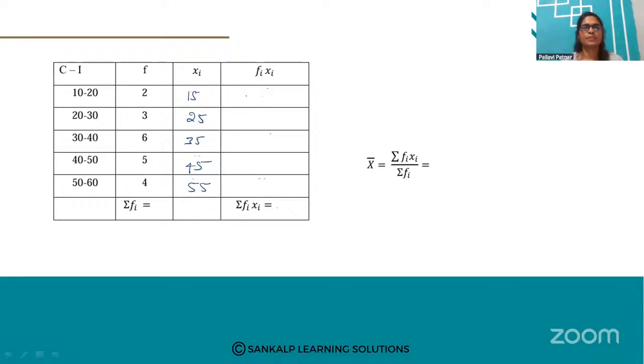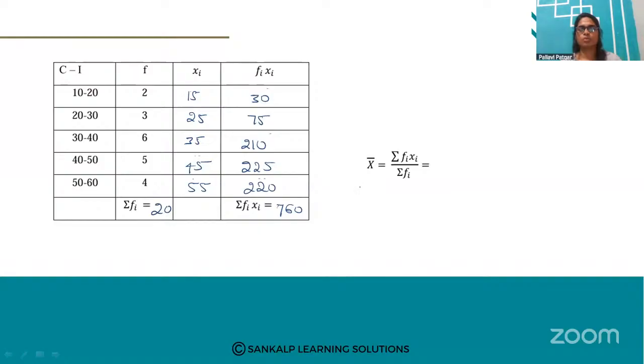So here fi xi, the product of frequency and class mark: 15 twos are 30, 25 threes are 75, 35 sixes are 210, 45 fives are 225, 55 fours are 220. So now calculate the sum of the frequencies. Summation fi is 20, summation fi xi is 760.